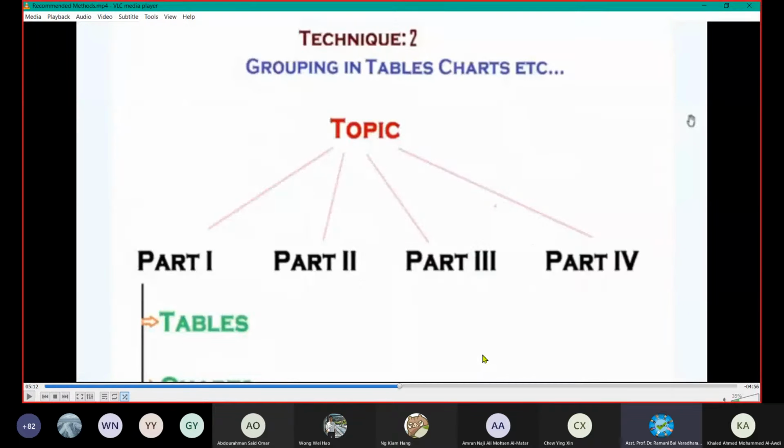I don't know where. The second method is also a very good method. You divide into part 1, part 2, part 3, part 4, again based on the objective. Part 1, part 2, part 3 refer to the objectives. Keep it like that. Very simple.